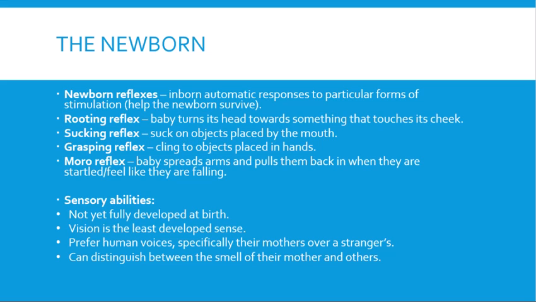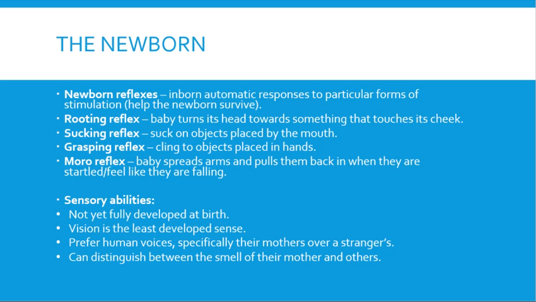There's the sucking reflex, which is also important, because if the baby didn't have this, it wouldn't be able to feed. Grasping reflex: clinging to objects placed in its hands. The Moro reflex, where the baby spreads their arms and pulls them back in when they are startled. These reflexes start to go away as the baby gets older.